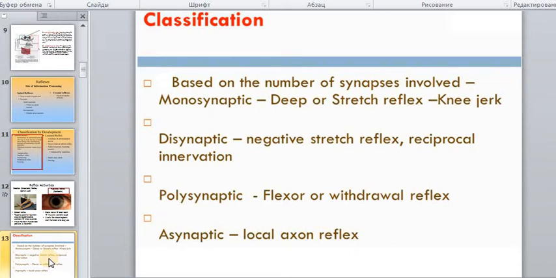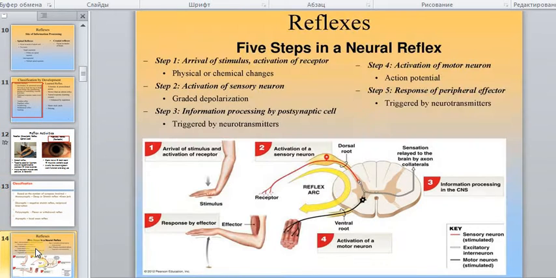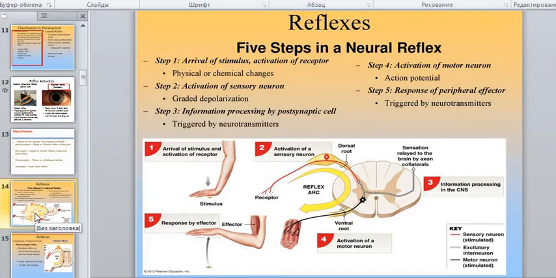The following classification of spinal reflexes depends on the number of synapses involved: monosynaptic, the deep reflex or stretch reflex; disynaptic, the negative stretch reflex; and polysynaptic, the flexor reflex or withdrawal reflex; and asynaptic, with localization only in one axon. Sometimes it's called just the axon reflex.